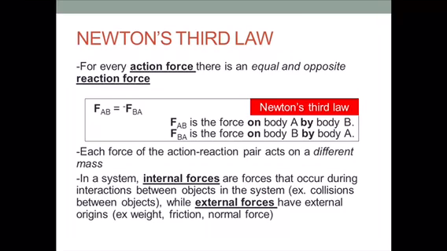Now let's go to Newton's third law. Simply put, for every action force, there's an equal and opposite reaction force. So every time you push on an object, that object pushes on you in the opposite direction of how you pushed it, but with the same magnitude. If we put it in the formula, force AB equals negative force BA, where force AB is the force on body A applied by body B, and similarly force BA is the force on body B created by body A.